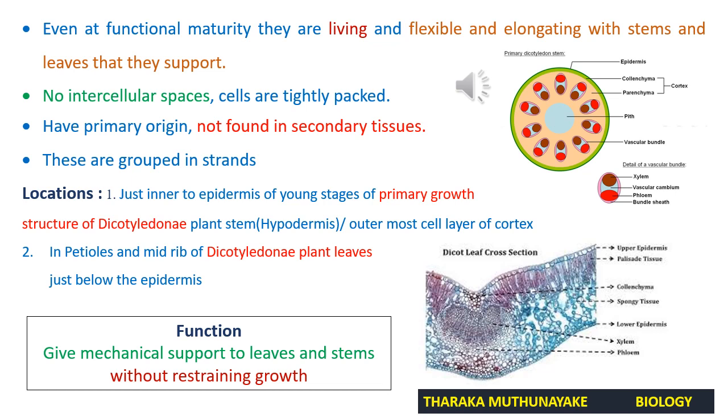In petioles and midrib of dicotyledonous plant leaves, just below the epidermis. Again, you can observe the transverse section of a dicot leaf. This is actually a histological structure. You can observe in the middle it has a vascular bundle. It consists of xylem and phloem. That means the midrib. Just upper to the midrib you can observe collenchyma. It is labeled there.